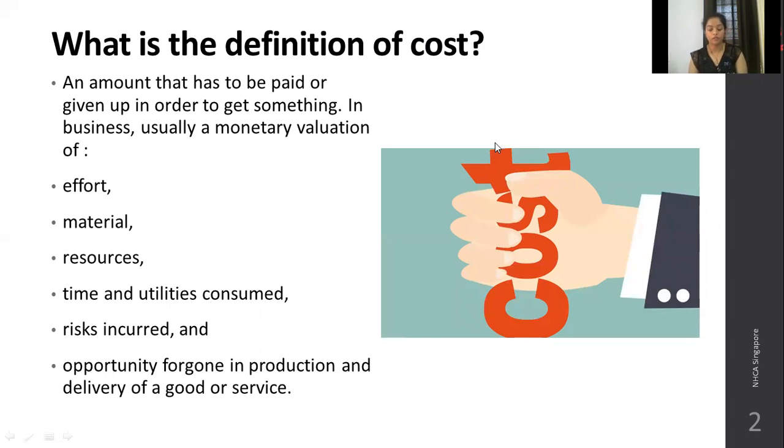You put up a sum of money in terms of monetary value towards either the effort which it took for things to be done, materials required for production or service to be given, the resources utilized in the process of production, the time and utilities consumed to get things done, the risk which was incurred during the production and service, and the opportunity cost which was foregone in the production and delivery of a good or service. So when you pay or give up something in order to satisfy all these efforts, materials, resources, etc., that is called the cost. That is the definition of cost.